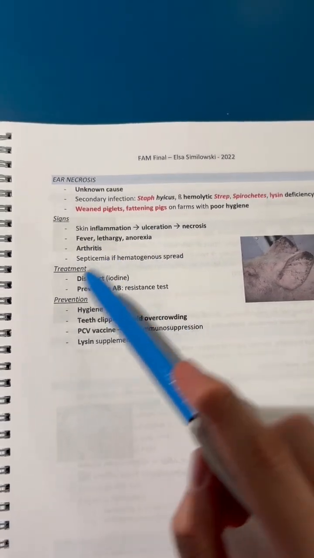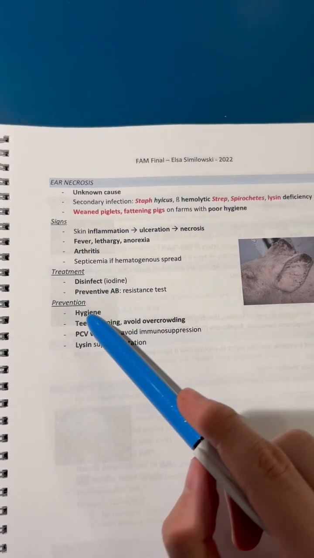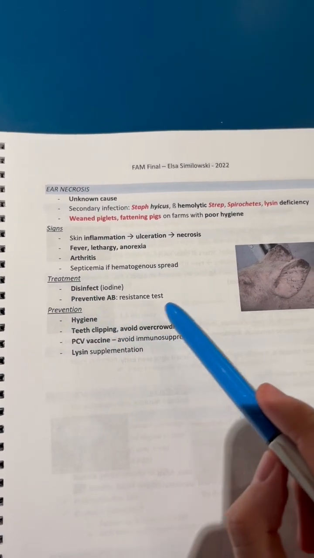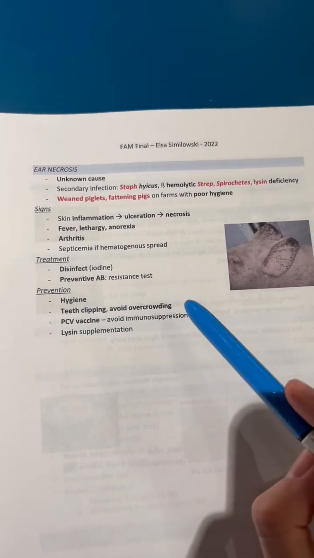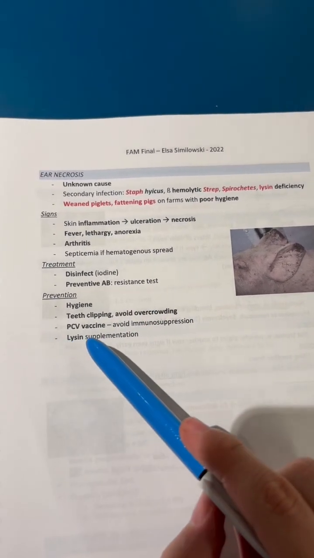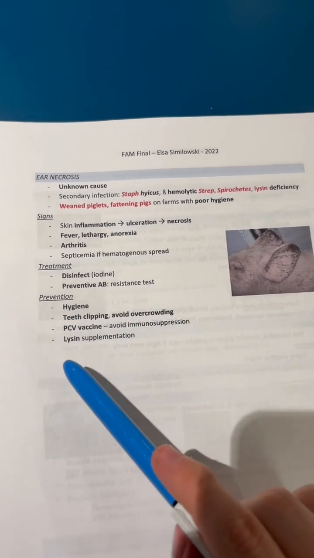For the treatment, you disinfect the ears with iodine, and then you use preventive antibiotics after a resistance test. And for prevention, have good hygiene, teeth clipping and avoid overcrowding, and have the porcine circovirus vaccine to avoid immunosuppression, and give lysine supplementation.